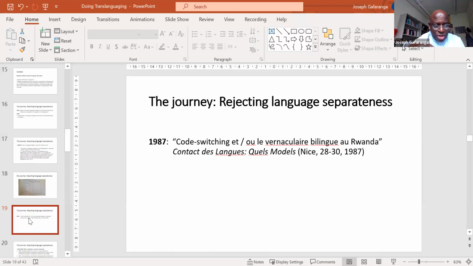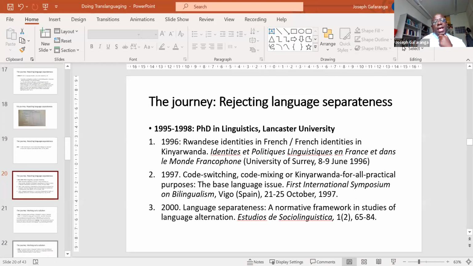So when I got back to Rwanda, for almost 8 years I was cut off from any research development, for the lack of a decent library, and the internet was not available by then. So I stayed there until 95, when I came back to Lancaster to start my PhD. And already in my first year of PhD, I attended a conference at the University of Surrey. And I read a paper there saying Rwandese identities in French, French identities in Kinyarwanda.